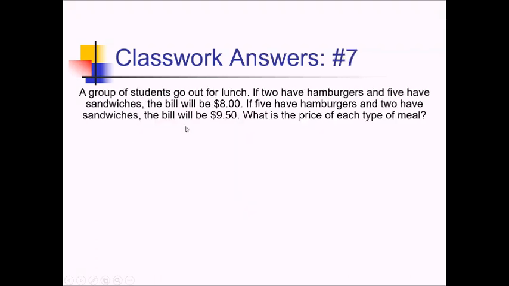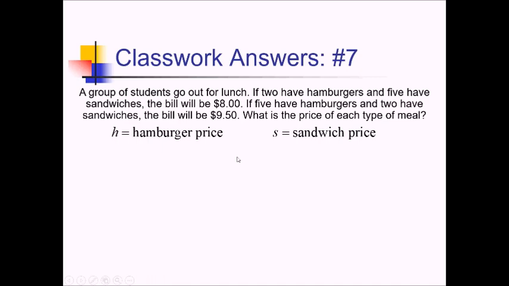On this problem, we're going out to lunch. A group of students is, anyway. If 2 of them had hamburgers and 5 had sandwiches, the bill would be an even $8. If 5 had hamburgers and 2 had sandwiches, then the bill would be $9.50. So we know that the hamburgers are a little bit more expensive than the sandwiches, but we'd like to know specifically the price of each type of meal. Maybe the restaurant isn't giving you a menu, or maybe it's online but you're out of Wi-Fi or something. I don't know. All right, so let's come up with variables to represent the price of each type of meal. We'll say the hamburger variable is going to be H, that's the price of a hamburger, and we'll use S for the price of a sandwich.